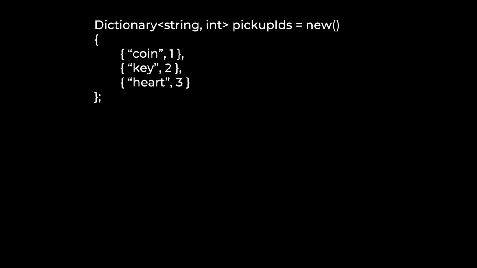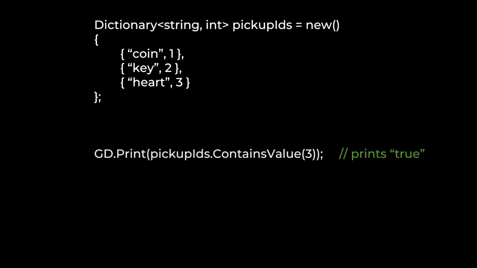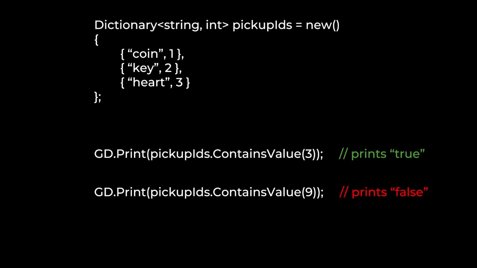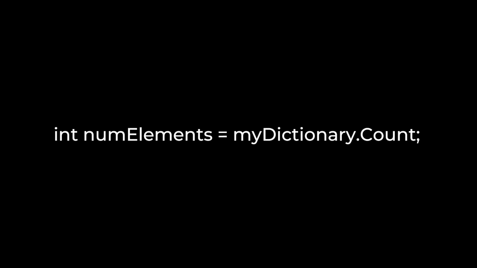Similarly, you can check to see if a value exists in a dictionary using the contains value method. This method also takes one parameter, the value you're searching for, and will return true if that value exists or false if it does not. Like with contains key, your IDE shouldn't even let you pass a value that's not the same type as the other values in the dictionary. Lastly, if you're curious, you can check the number of elements in the dictionary using the count property, the same as you would with a list.